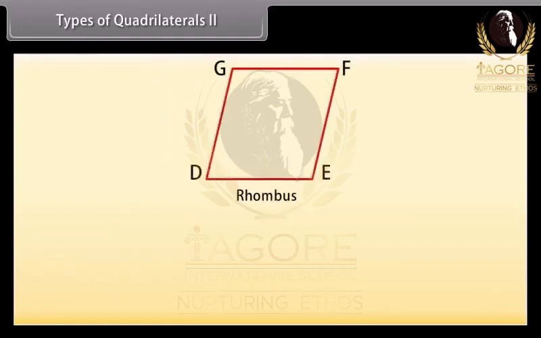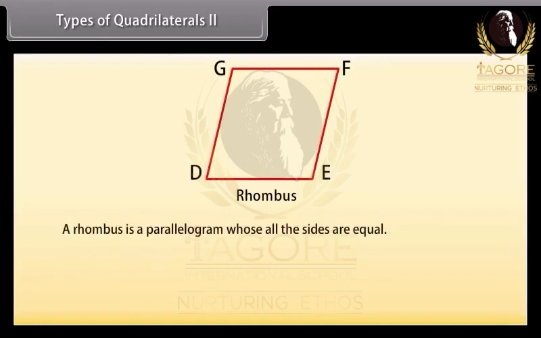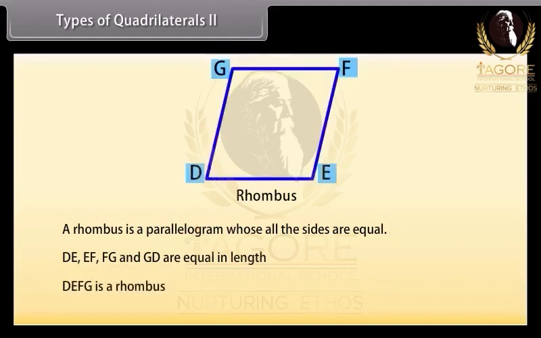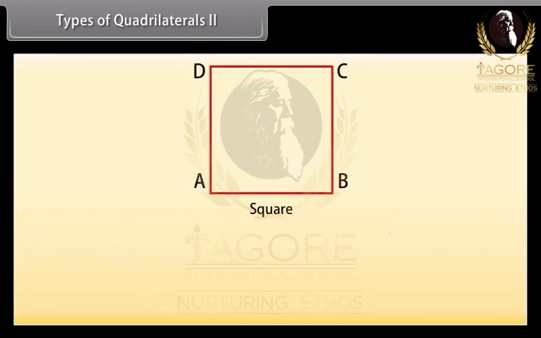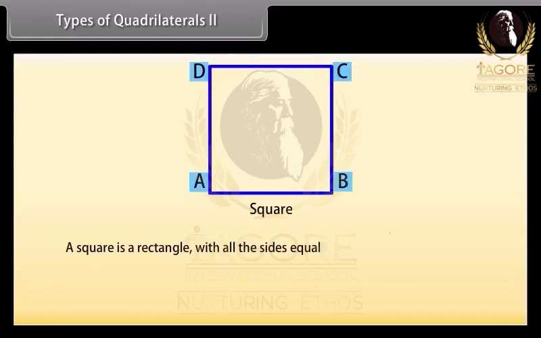Next is rhombus. A rhombus is a parallelogram whose all the sides are equal. Here lines DE, EF, FG and GD are equal in length. So DEFG is a rhombus. Look at this figure now. This is a square. A square is a rectangle with all the sides equal.